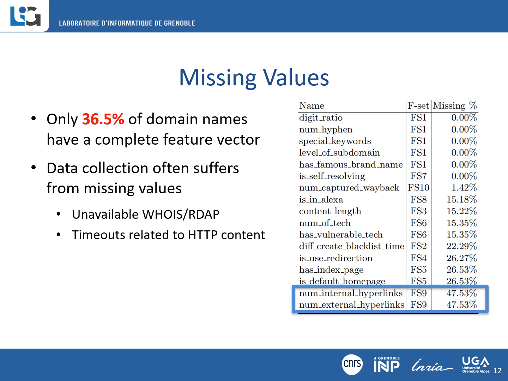We investigated the extent of missing values in our unlabeled dataset. We found that only 36.5% of records have a complete feature vector. It is common that data collection suffers from missing values, which can be caused by persistent errors, such as unavailable WHOIS or RDAP information for certain TLDs, or timeouts related to HTTP measurements.